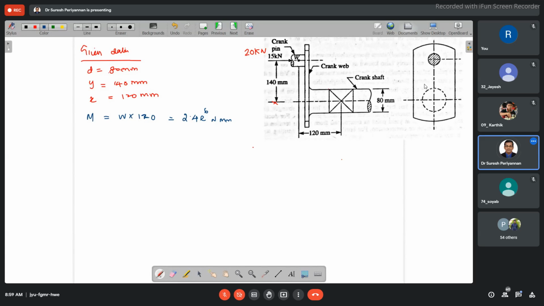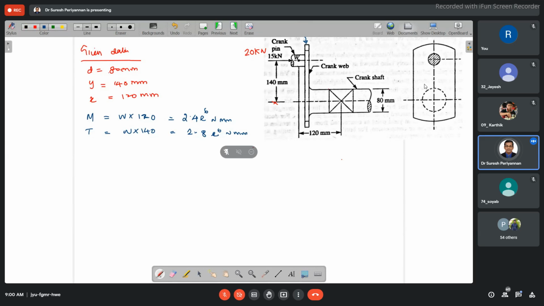Now, when the load is acting, this is going to be a bending moment with respect to the horizontal axis. But a twisting moment is also there in this torque transmitter based on the vertical axis, the vertical distance. Right? Then the twisting moment, T, is again W into 140. It is going to be 2 e power 6 Newton millimeter.